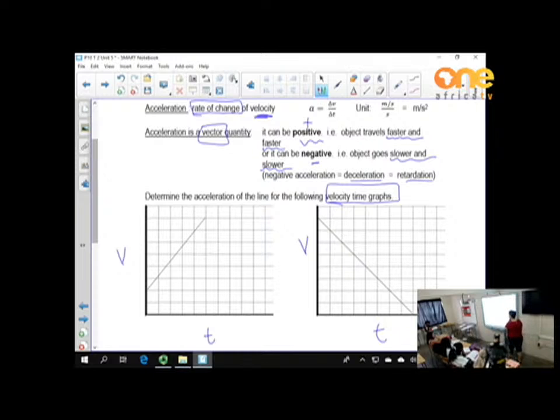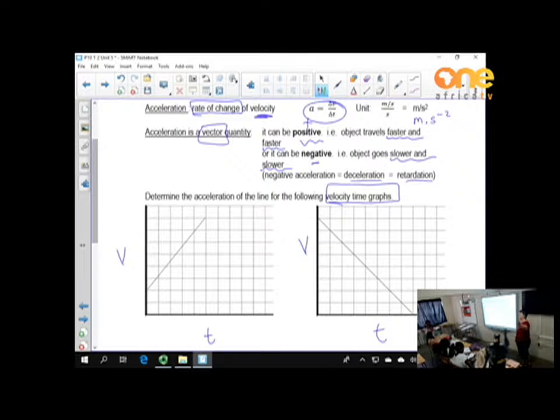Determine the acceleration for the following velocity time graphs. Now, when we calculate acceleration, the formula is change in velocity over change in time. The unit is a meter per second divided by a second, which is a meter per second squared. We can also write this as meter times second to the power minus 2. It means the same. All right, that is a comparable unit.